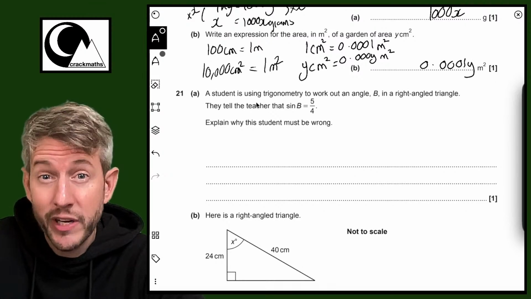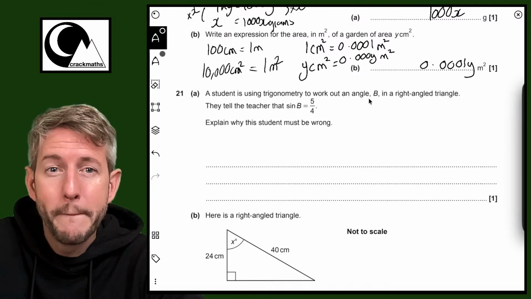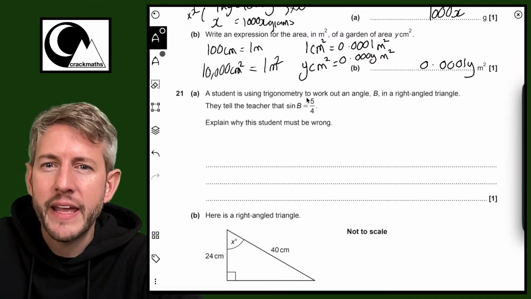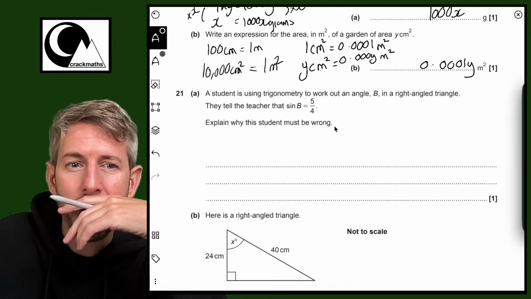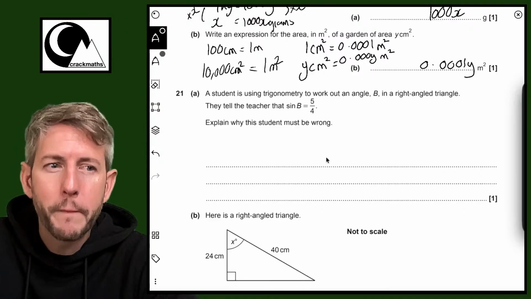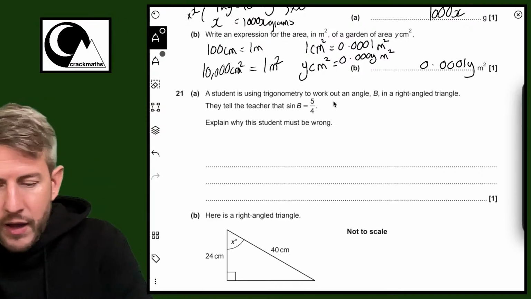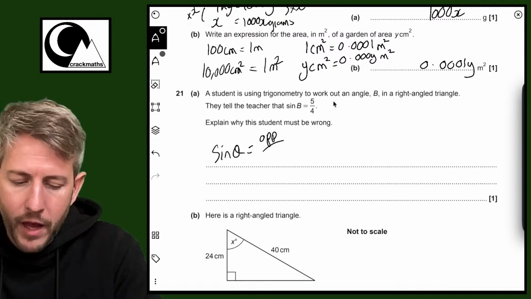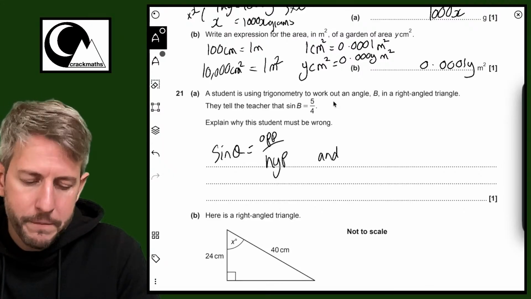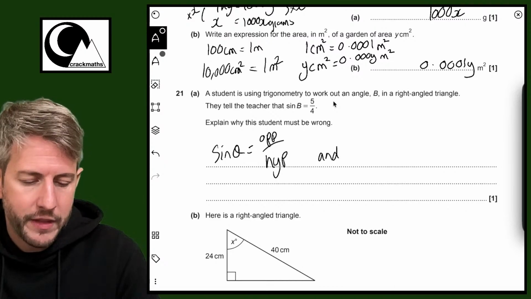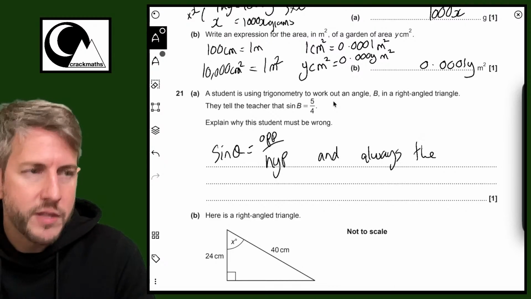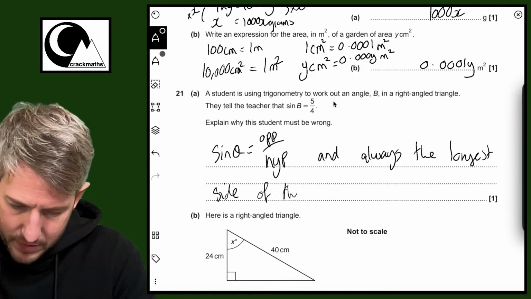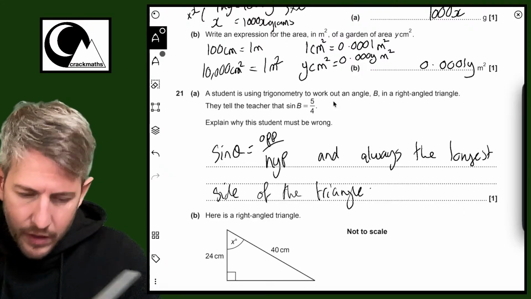Right. 21. A student uses trigonometry to work out an angle B in a right angled triangle. They tell the teacher that sine B equals 5/4. Explain why this must be wrong. Well, this is going to be wrong because sine B equals opposite over hypotenuse, and the hypotenuse is always the longest side of the triangle. Okay, so there we go.